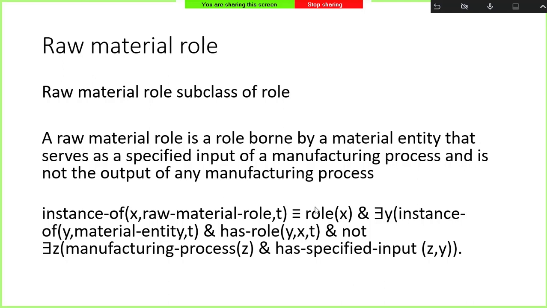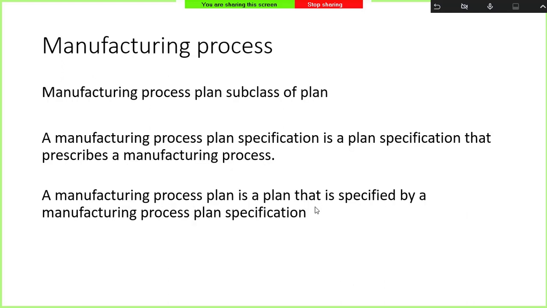Here the raw material is such that it's not the output of any manufacturing process. And now we come to manufacturing process. So for that, we need process plans, which are kinds of plans. And in order to have a plan, we need a plan specification. So a manufacturing process plan specification is a plan specification that prescribes a manufacturing process.